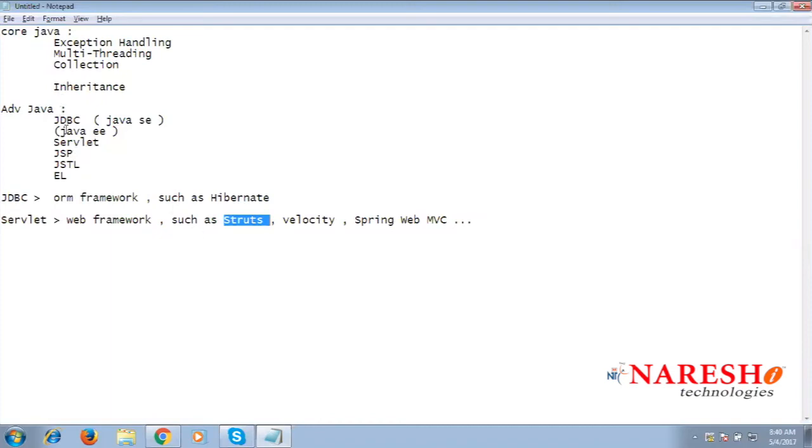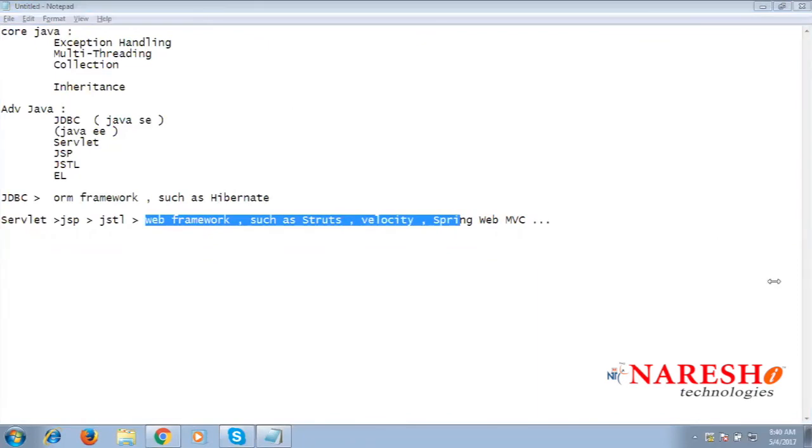Are you understanding now? Any question you'd like to raise on the relationship between all these technologies? I repeat again: on top of your Servlet, the JSP is built. On top of your JSP, the JSTL is built. And these three relations will drive towards the web framework finally. One by one, if you have any question.